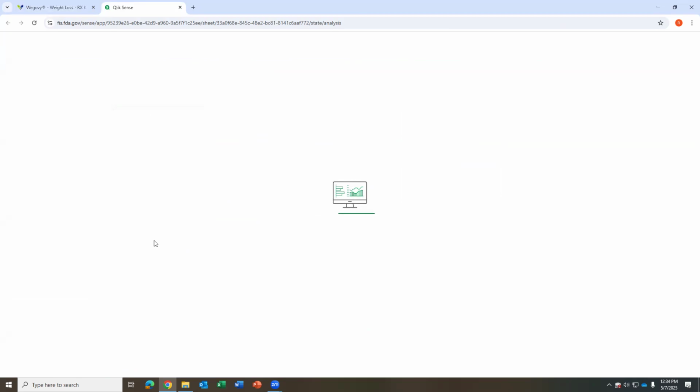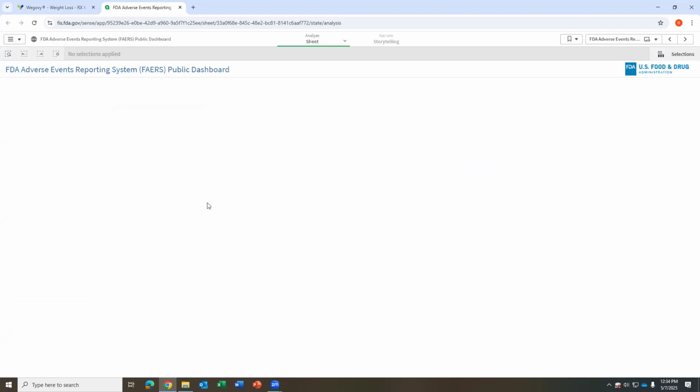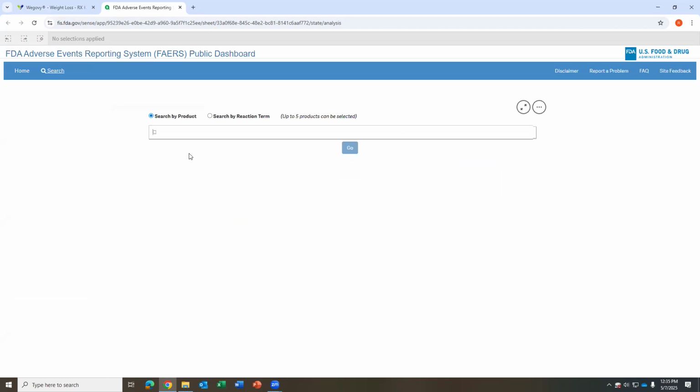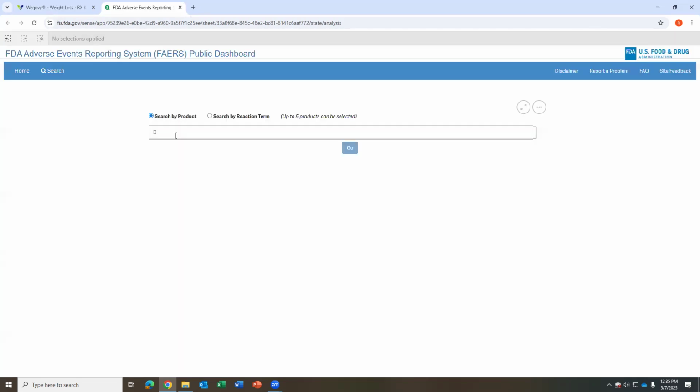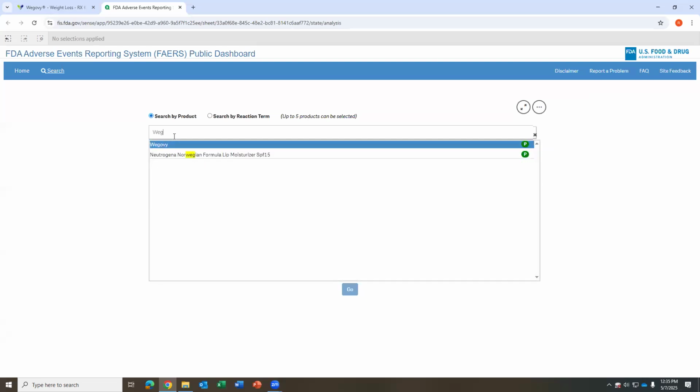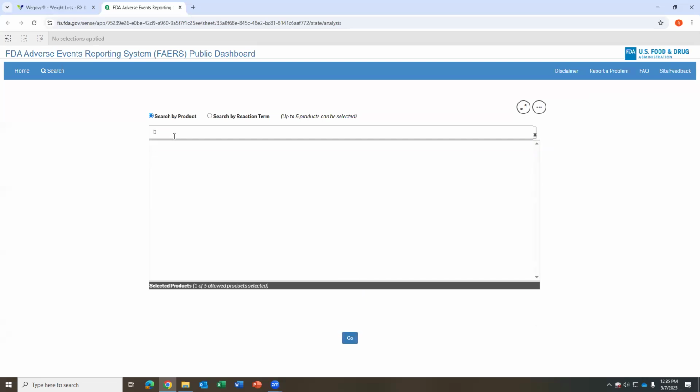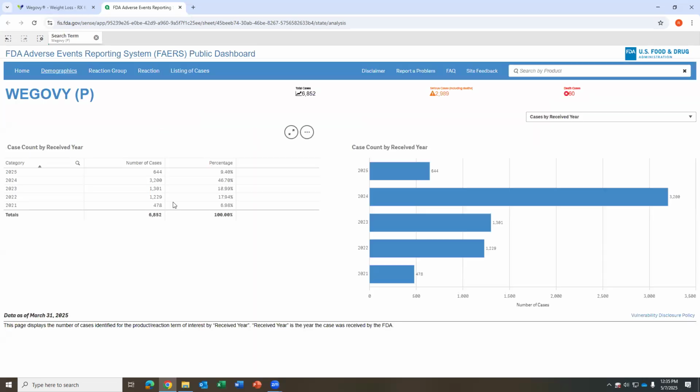This is the FAERS database. Now, this database is interesting because it collects all of the reports by drug provided to the FDA by healthcare providers after the drug was already approved on the market. So all you have to do is go and accept. We will type in Wegovy. We will click go. And the information provided is quite fascinating.